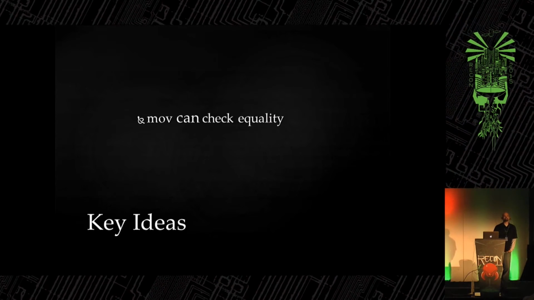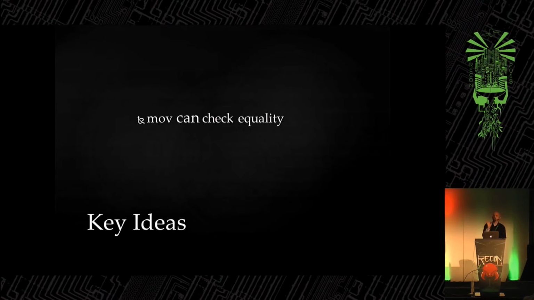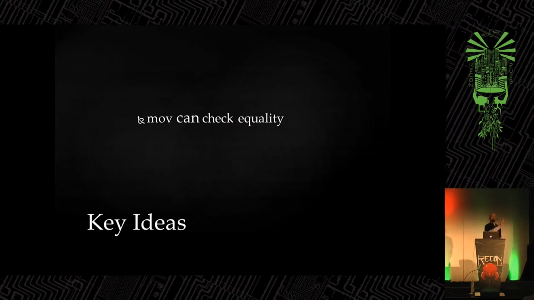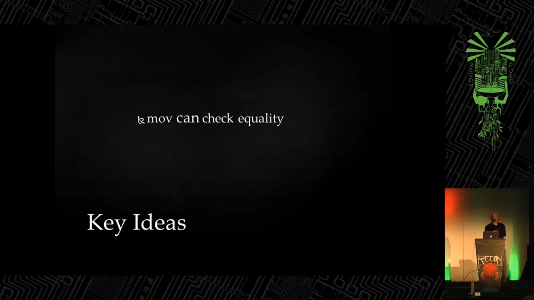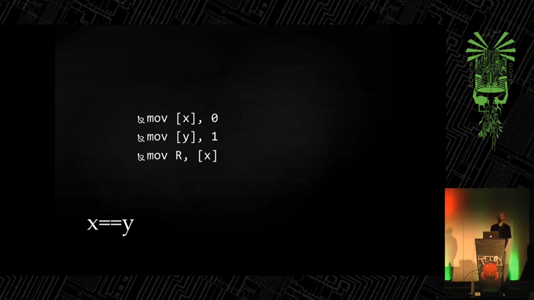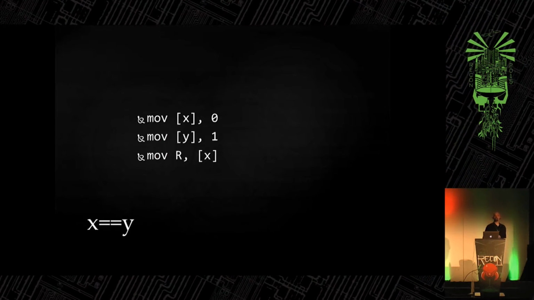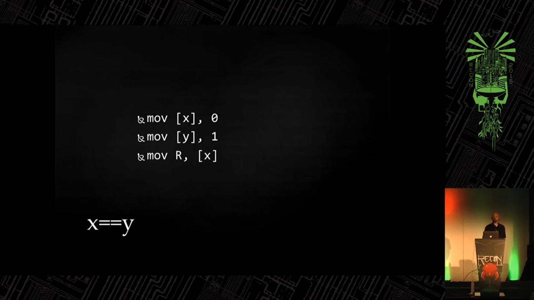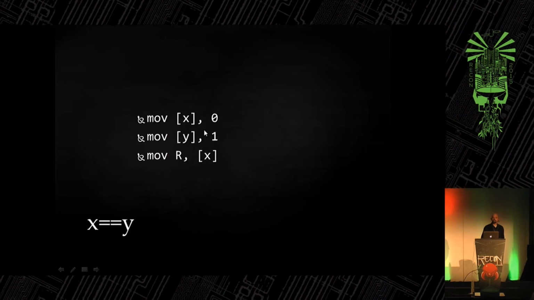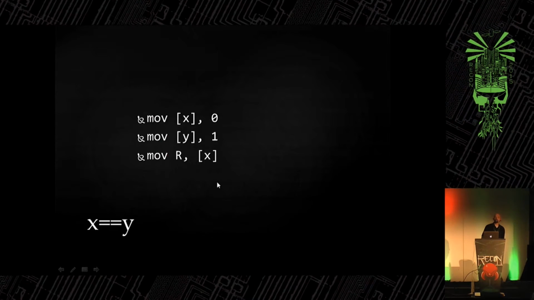Because, like I said, his ideas are so far removed from any practical application that they're a little bit hard to use. But there were a few key ideas from his article that we can pretty quickly adapt. His first key idea was that move can check for equality. We don't need a comparison instruction because move can do it for us, and it's just this simple. For example, if we have two variables, x and y, and we want to see if these variables are equal to each other, all we have to do is move 0 into the memory pointed to by x, move 1 into the memory pointed to by y, and then read back from the memory pointed to by x.